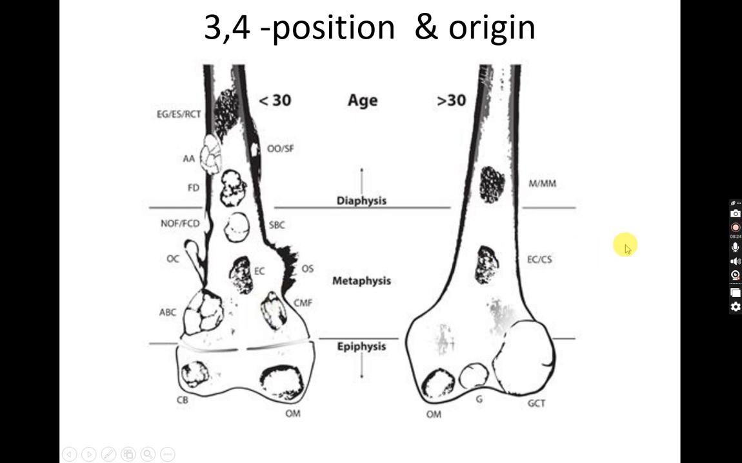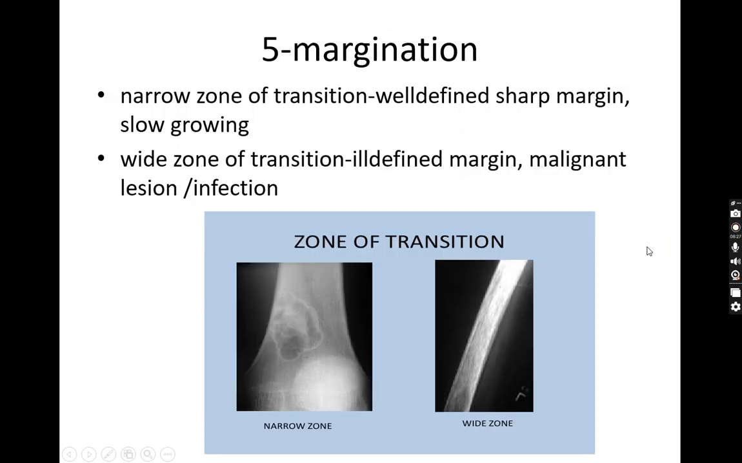Then coming to the margination, this is the lesion. It is showing a sharp margin. In other words, it is showing a narrow zone of transition. This is the osteolytic lesion. We can see these tiny lucencies, but it has a wide zone of transition, meaning it doesn't have any sharp margin. We cannot tell exactly where the normal bone starts and where the abnormal bone ends.